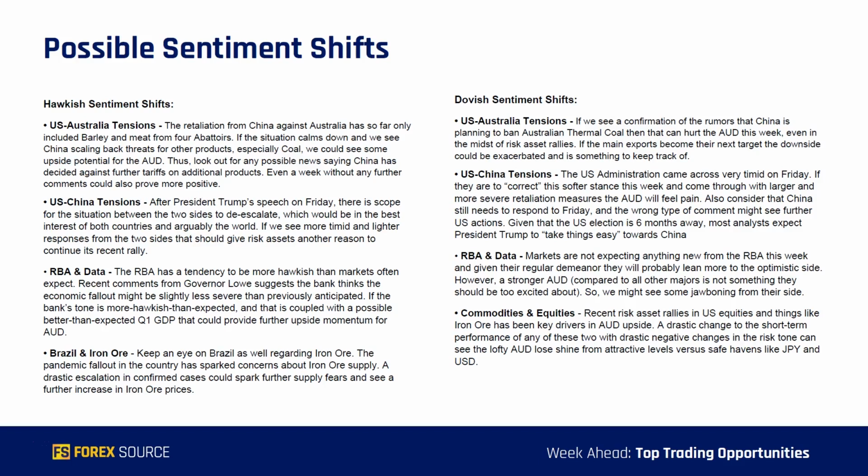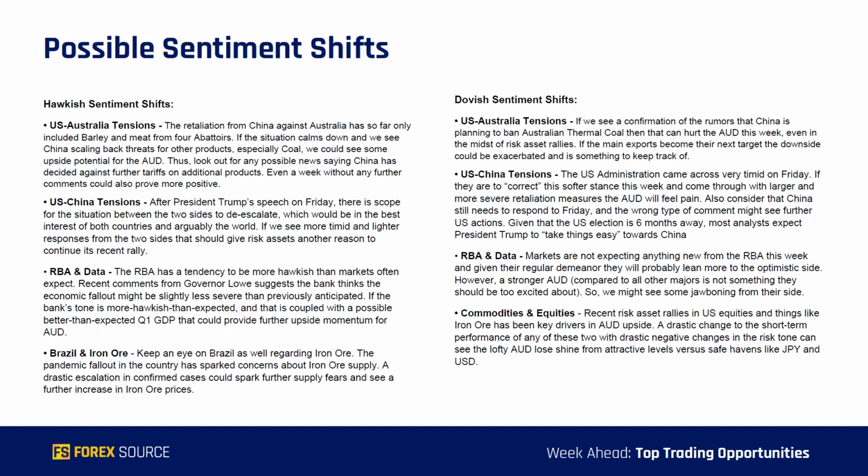Turning to dovish sentiment shifts, again, US-Australia tensions. If we see a confirmation of the rumors that China is planning to ban Australian thermal coal, then that can really hurt the Aussie this week. Even in the midst of a risk rally, that can also see some downside, so pay attention. If the main exports become their next target, the downside could be exacerbated and is something we need to keep track of.